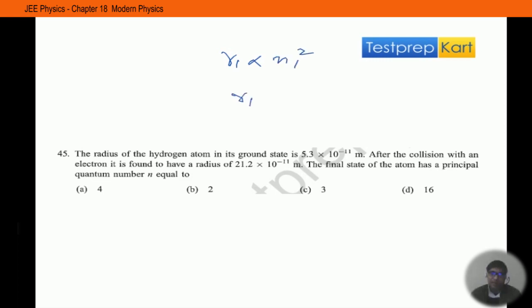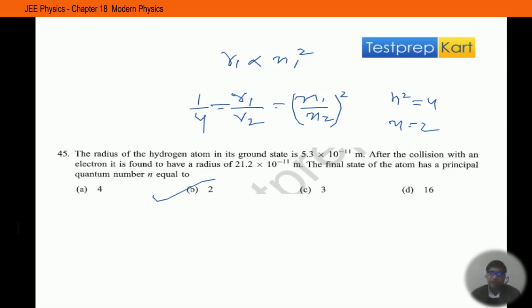So we can write R1 over R2 is equal to N1 over N2 whole square. So R1 is 5.3 and this is 21.2. So from here we'll get 4, and for ground state N1 is equal to 1. So N2 square is equal to 4. It means N2 is equal to 2. So the right option is option B.